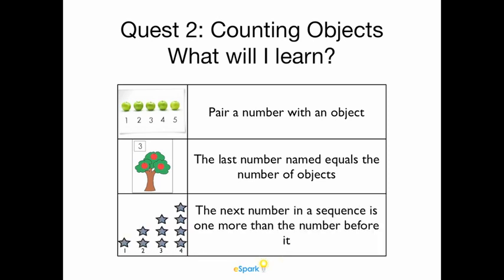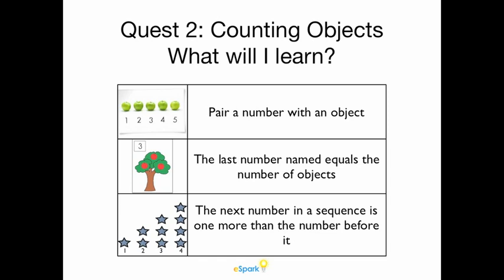And finally, the third skill you will learn is that when counting by ones, the next number in the sequence is one more than the number before it, or plus 1. Let's look at the stars. Above the number 1, there is 1 star. Above the number 2, there are 2 stars, or there is one more star than in the group of 1.